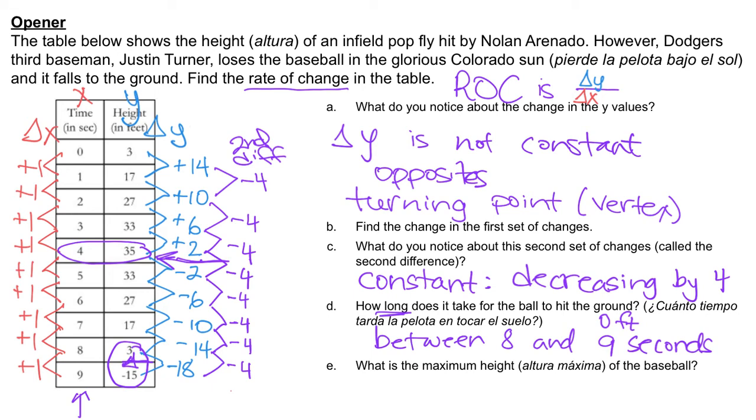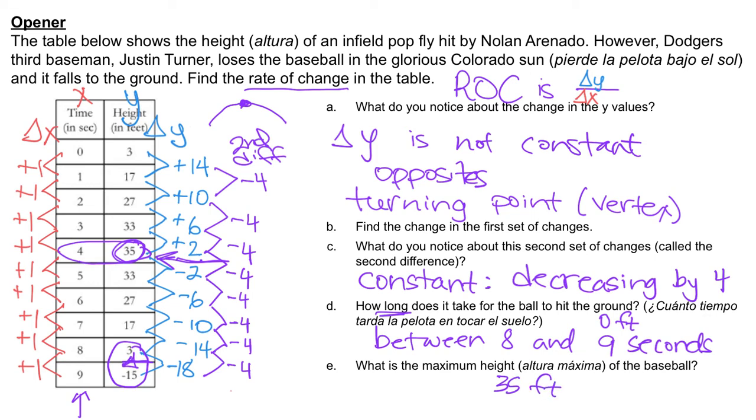Finally, what is the maximum height of the baseball? So recall when we were talking about this that we see right here that it is increasing then decreasing. So that ball is going up and then it's coming back down for a pop fly. And so the maximum point is at the vertex. And we circled our vertex right here. And so at 4 seconds, it is at 35 feet. So that would be our maximum height at 35 feet.